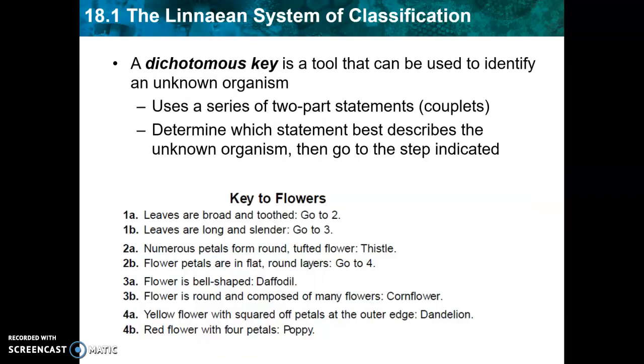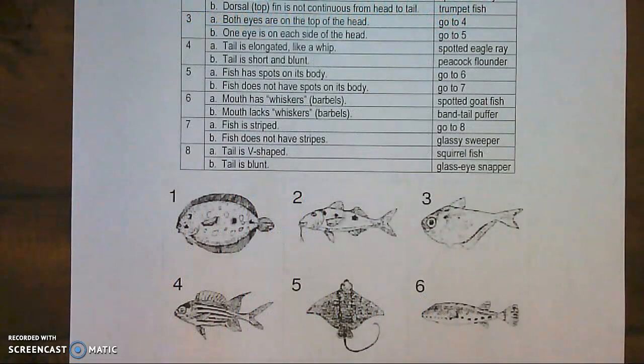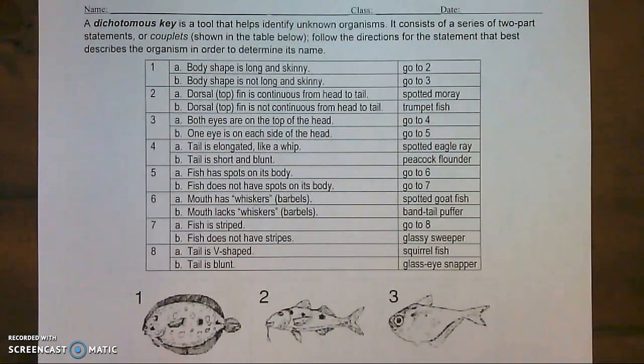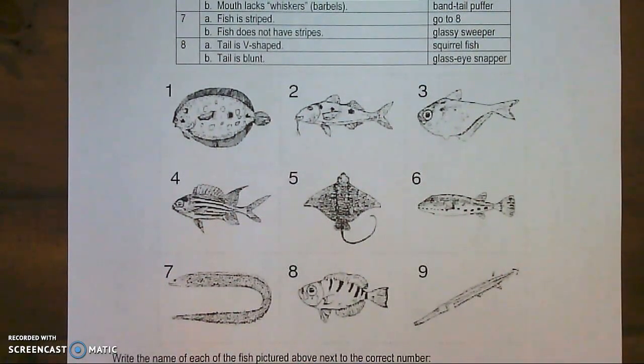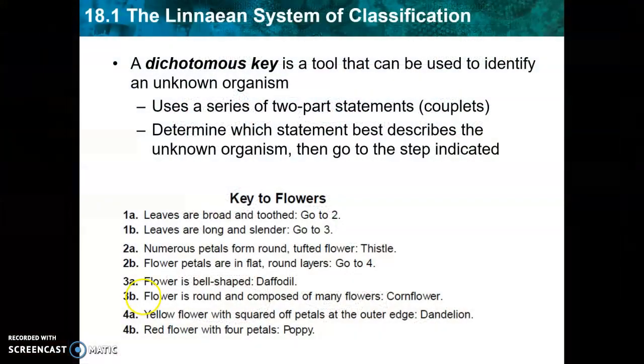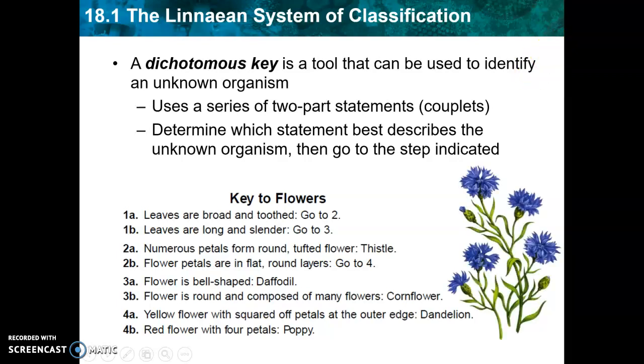So our final thought here in classification is going to be regarding dichotomous keys. You actually have a dichotomous key in your Power Notes sheet, right? It's a key for fish. So use this as an example, use it for practice, and make sure you know how to use a dichotomous key. We'll go through one example here, and this example is going to be with flowers.